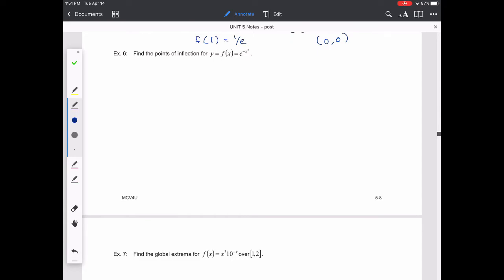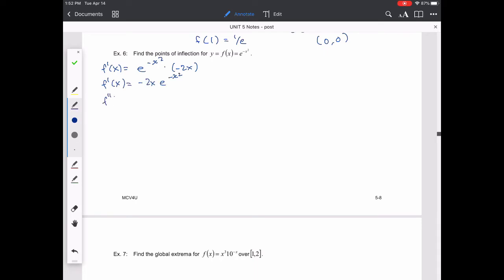Find the points of inflection for the function. So when we're doing points of inflection, that means we have to do a double derivative. So let's do this. Our first derivative is basically, well, it's going to be e to the negative x squared times the derivative of the exponent, which would be negative 2x. Right, if I clean this up, negative 2x e to the negative x squared.